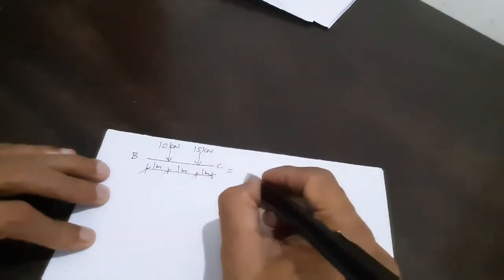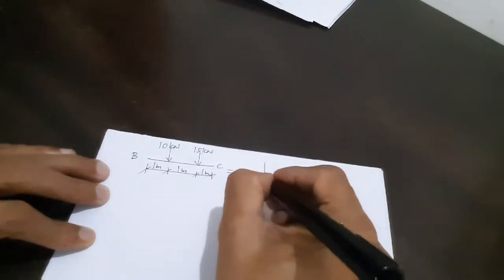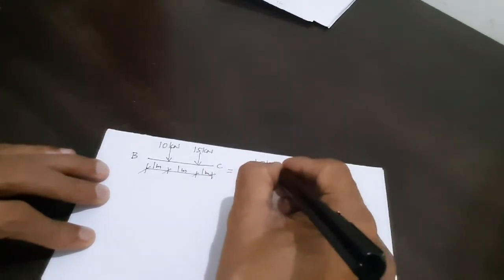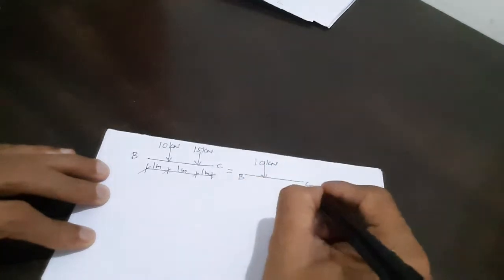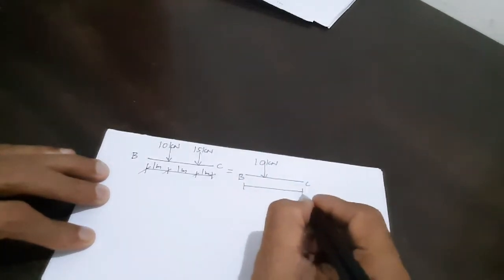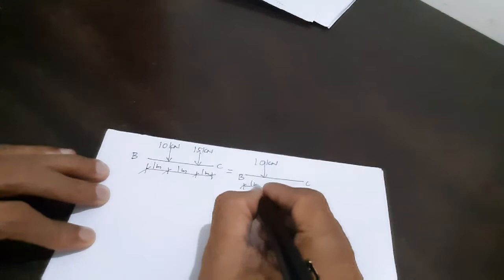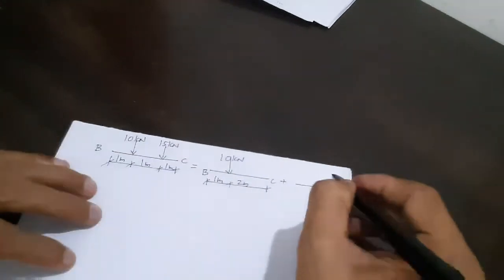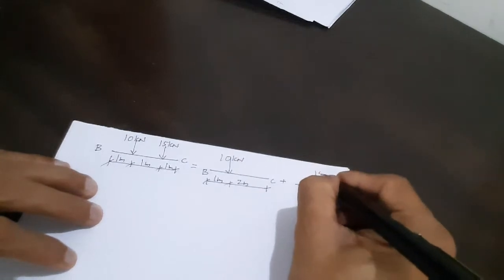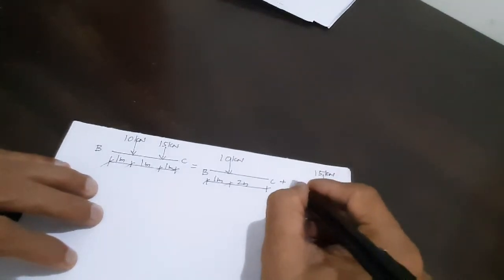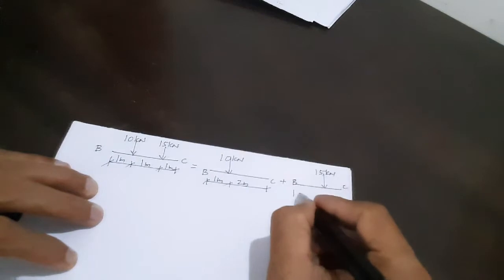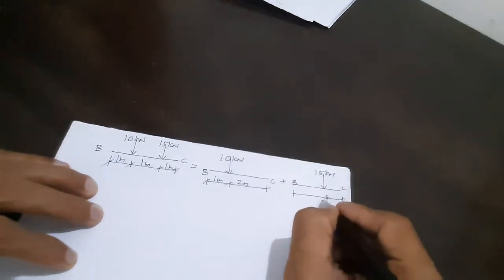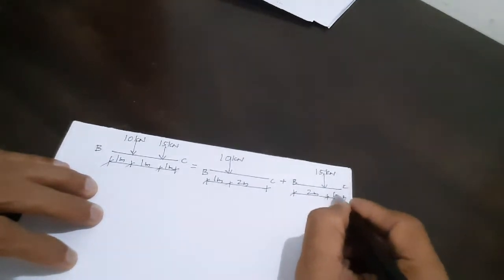I know it is equivalent to a portion with the 10 kilonewton load. This is B, this is C, and this is 1 meter and the remaining is 2 meters, plus the same portion with the 15 kilonewton load acting, this is B and this is C. This is the principle of superposition. This is 2 meters and this is 1 meter.